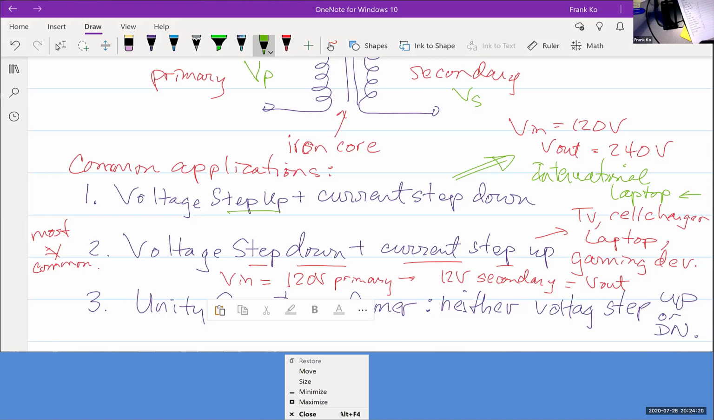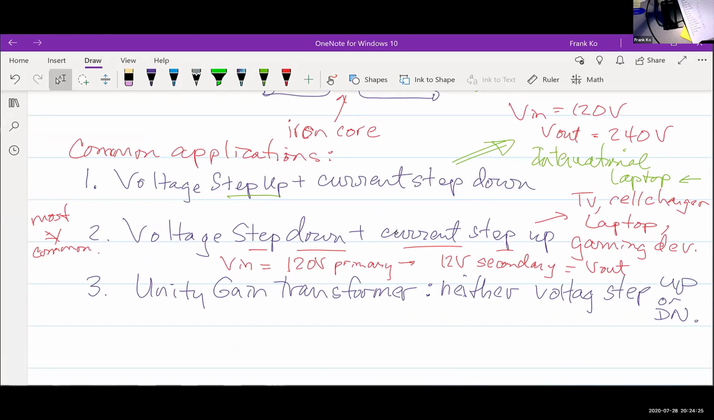Where do we find a unity gain device? A unity gain transformer. This would be used in a testing benchtop. This is often used as a testing device on a benchtop, and it's for isolation purposes. So you will not likely encounter a unity gain transformer unless you're working in diagnostics, troubleshooting, things of that sort. All right, so these are the most common applications.